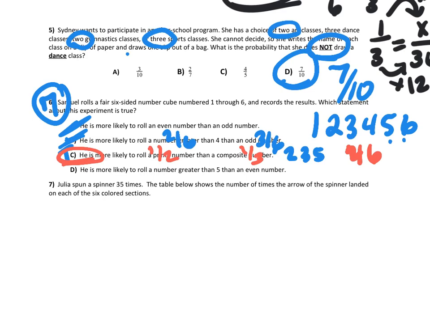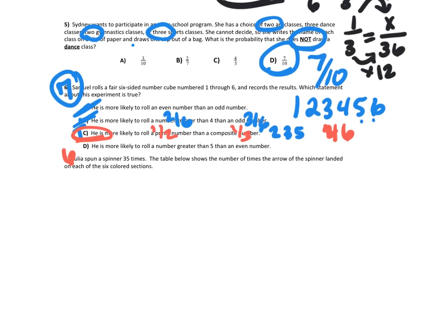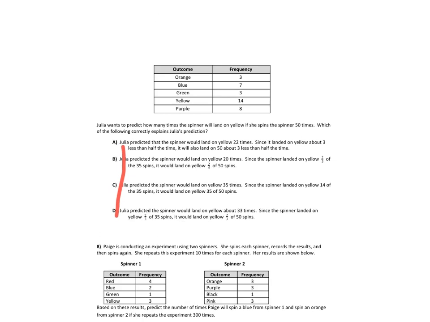Is number 7 Julia spun? What number is that? Number 6. Okay, this is number 6. So I don't know if this is the old version or what. Julia spun a spinner 35 times. The table shows the number of times the arrow of the spinner landed on each of the 6 colored sections.